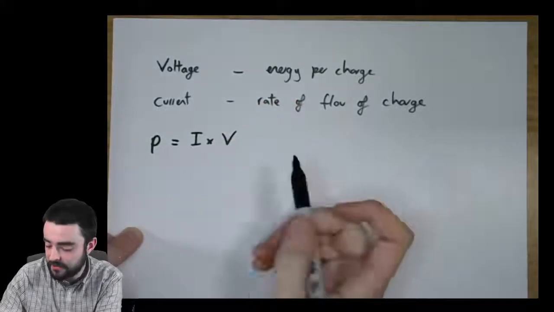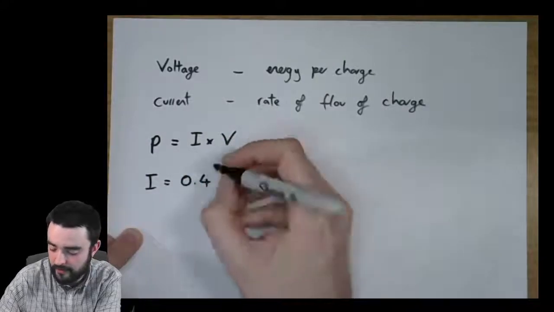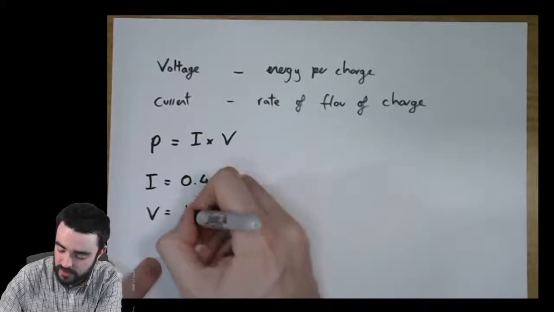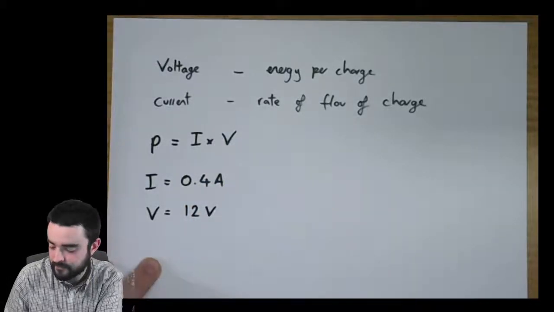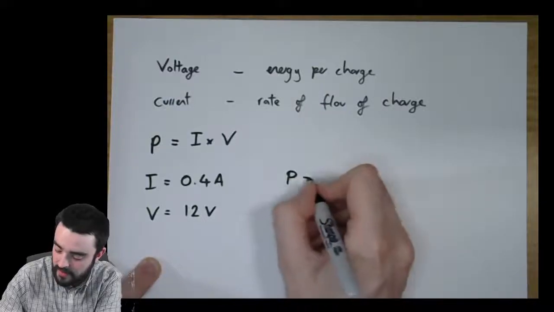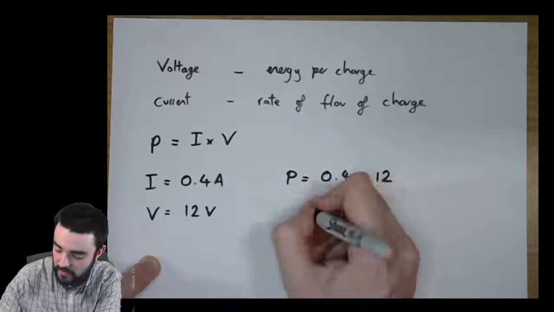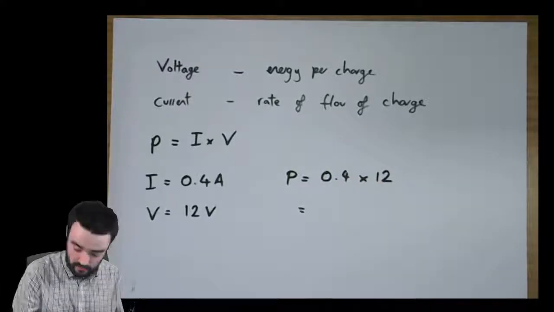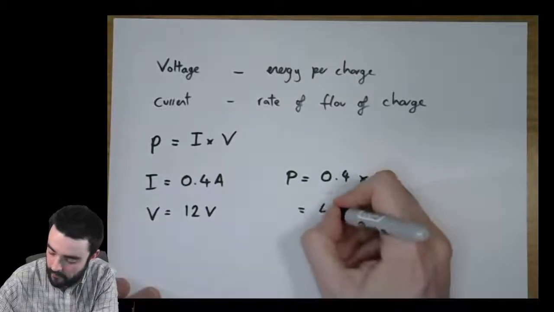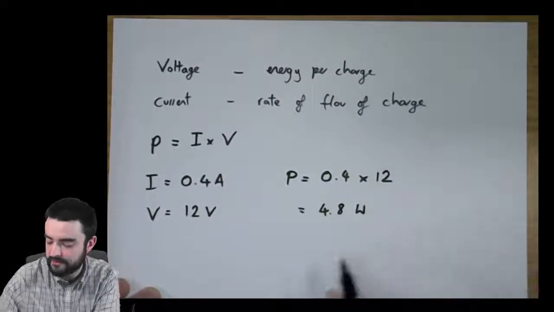So I'm going to write out the values I know. I is equal to 0.4 amps and V is equal to 12 volts. Now that I've written those out, I'm going to substitute them into the equation. P is equal to 0.4 multiplied by 12, which is equal to 4.8. And the unit for power is watts.